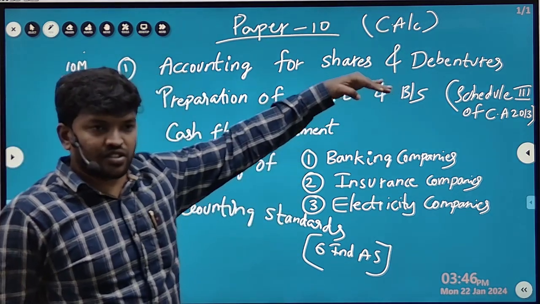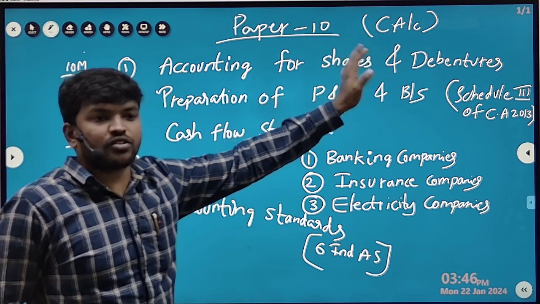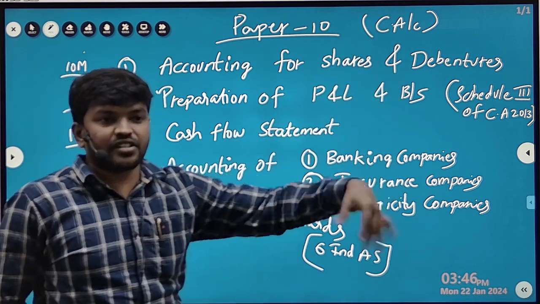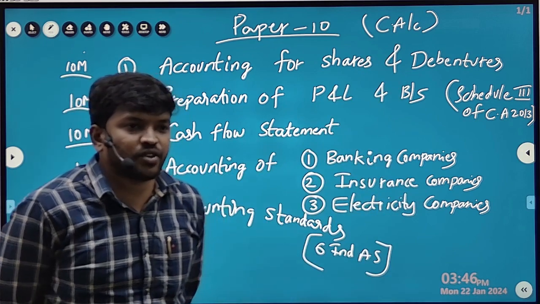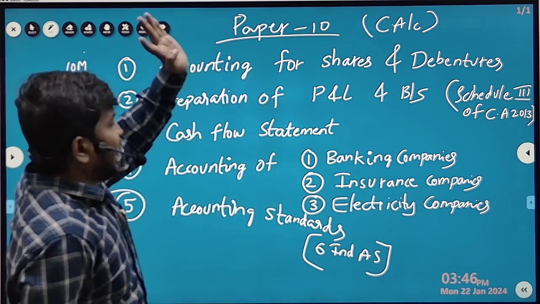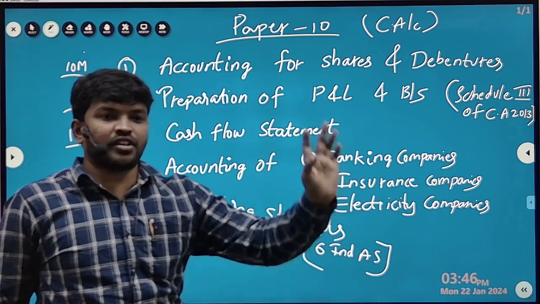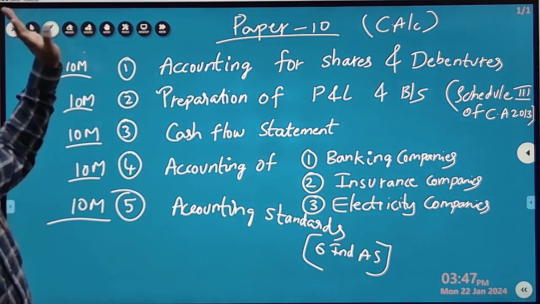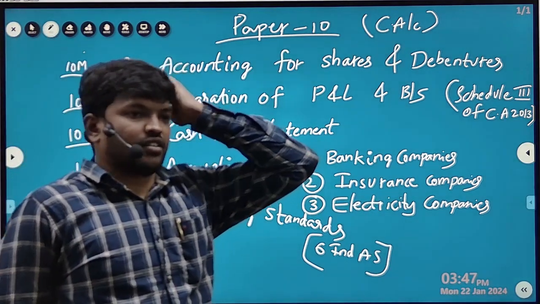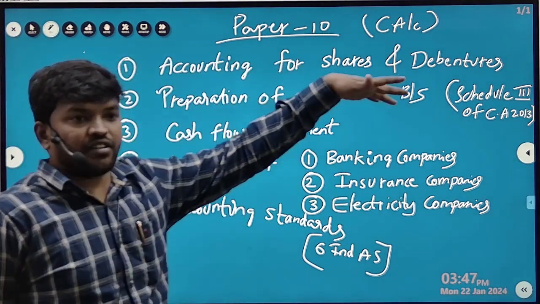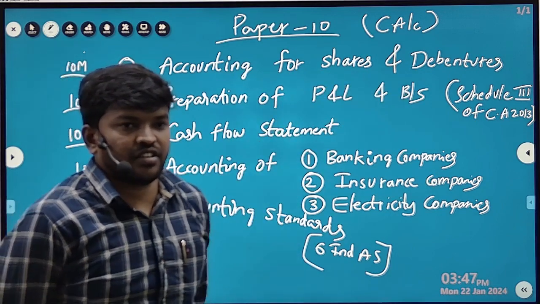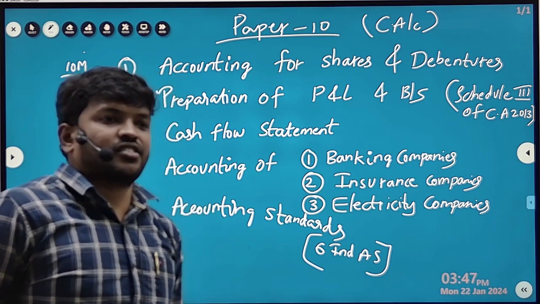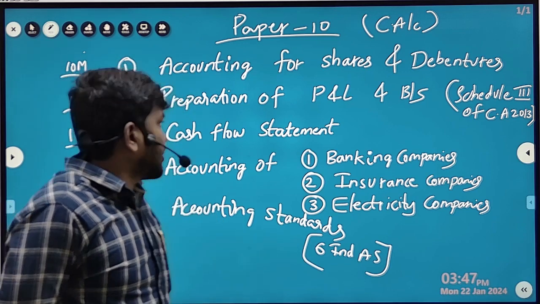Equity shares are not generally paid back. I'm talking about preference shares. Preference shares are paid back. Debentures are paid back. This is called redemption. So basically, accounting for issue, redemption, everything of shares and debentures, we will see in this chapter. Clear? In this chapter, you will find full of journal entries.